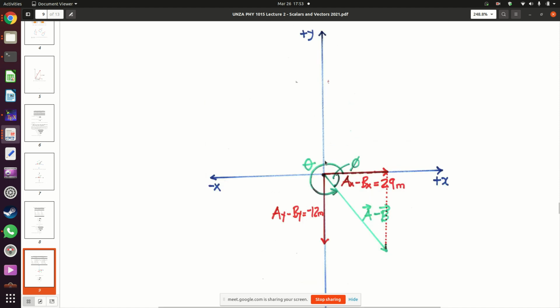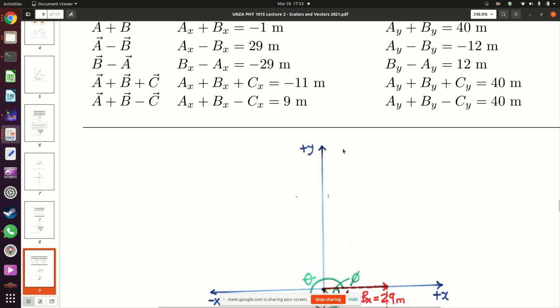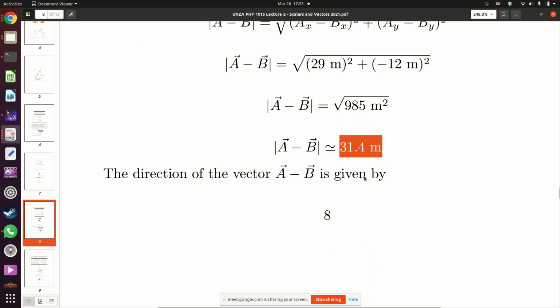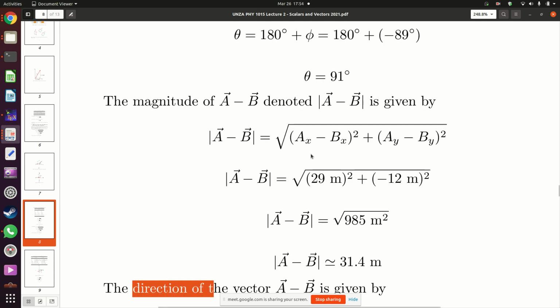I think the problem is that you are trying to move ahead, and that's creating confusion with where we are. So after we find the size of A minus B, which is 31.4 meters, the next thing we need to do is find the direction in which the vector A minus B is pointing. So we plot the x component, which is 29 meters, and the y component, which is minus 12 meters.